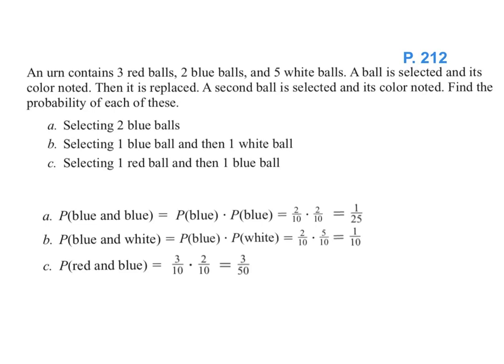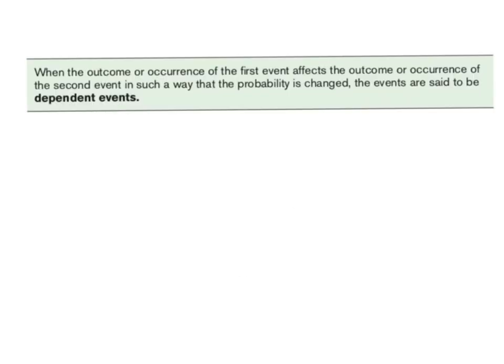Okay, good. Let's talk about dependent events. And there's notation stuff here. We'll get to that in a second. When the outcome or occurrence of the first event affects the outcome or occurrence of the second. So now, what we're saying is what happens in the first event impacts the second event. We can't really think about the second event until the first event is completed, because what happens there is going to impact what happens in the second event. Those are called dependent events, and the probability is going to look a little bit different.